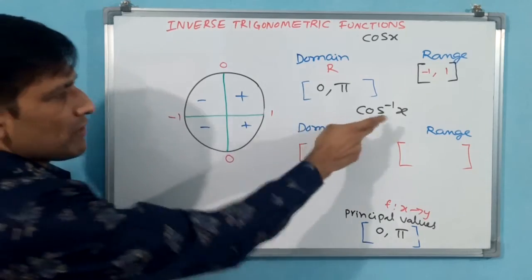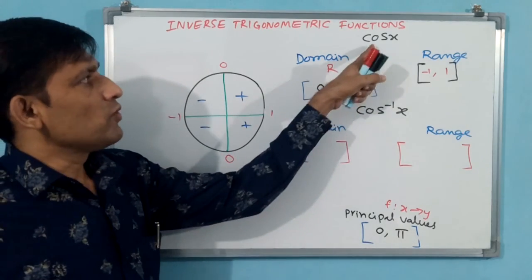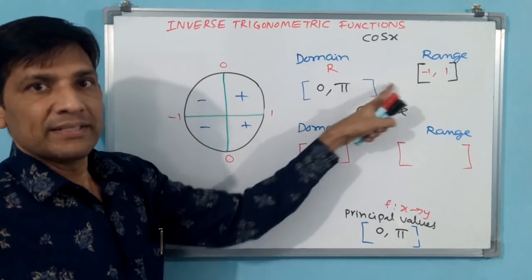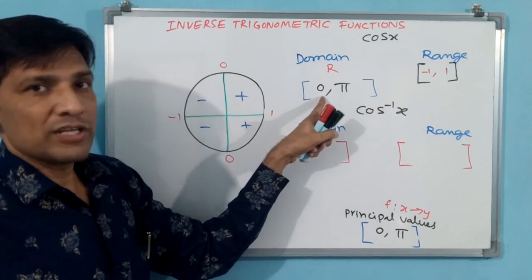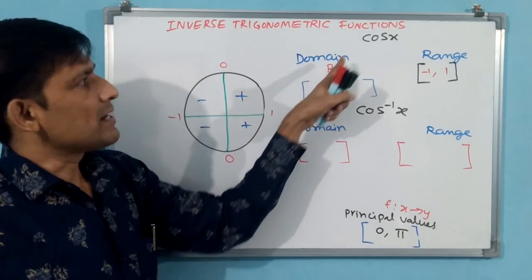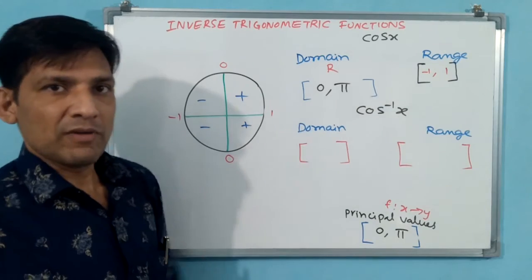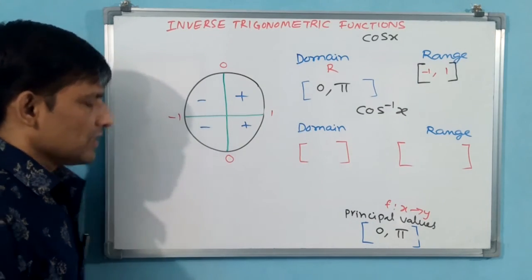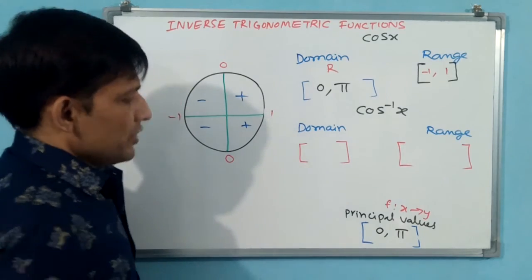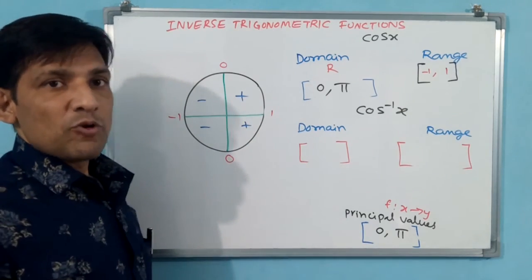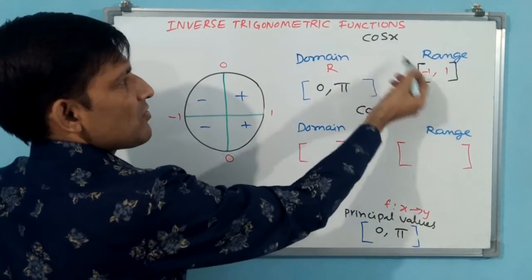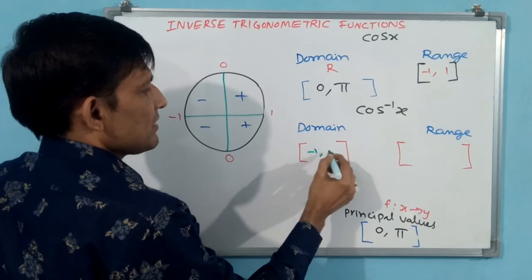Okay, now come to the inverse function. See, in cos x, for making the inverse we have changed the domain. If inverse is not there, the cos x domain is R and the range of cos x is minus 1 to 1. Keep that in your mind. Now come to our inverse function. What will be the domain? The range of cos x. The cos inverse domain is the cos x range, that's all. You write minus 1 to 1.